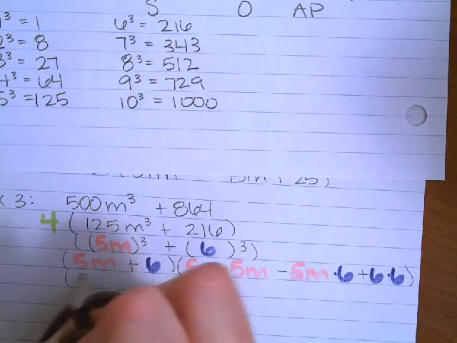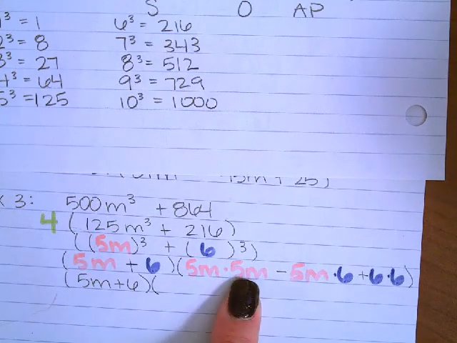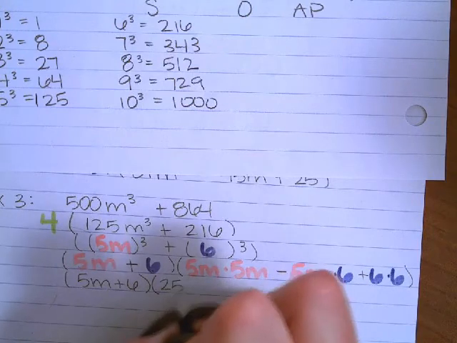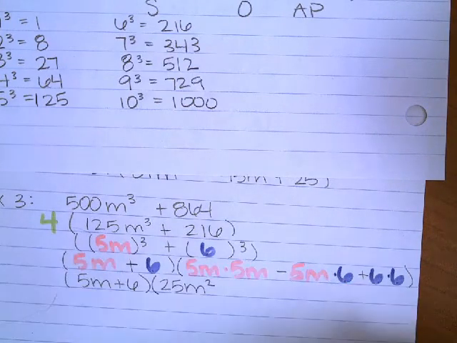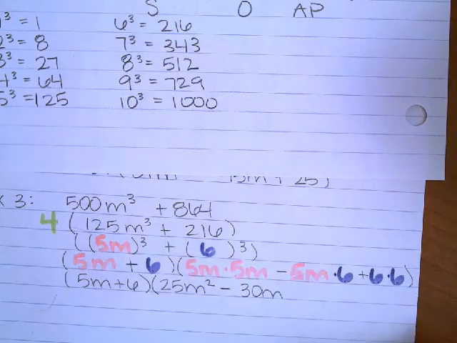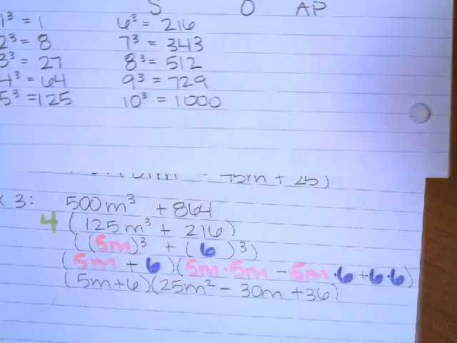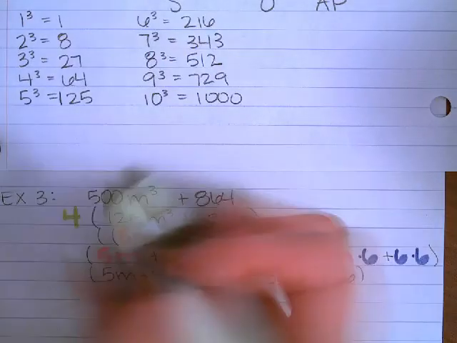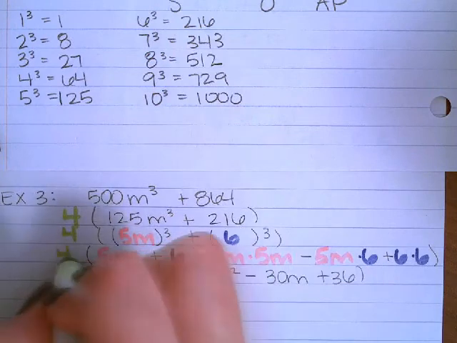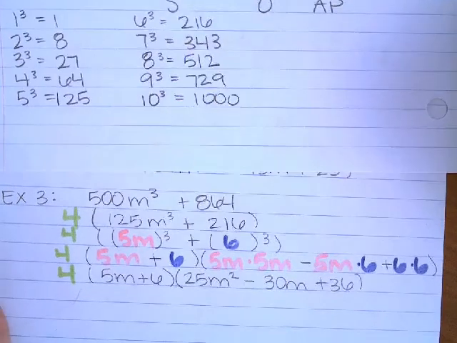All right, so 5m plus 6. 5m times 5m is 25m squared. 5m times 6 is 30m. 6 times 6 is 36. And before I say I'm done with the problem, I have to go back and bring that GCF all the way down. Whew. Okay, so the section that this applies to is that third section.